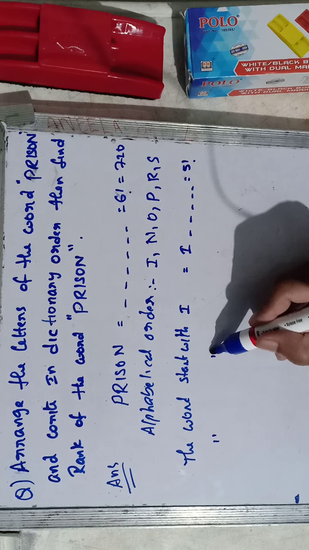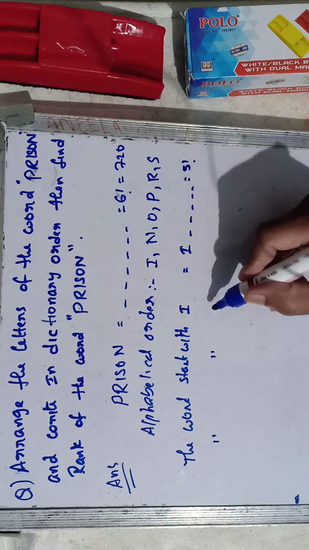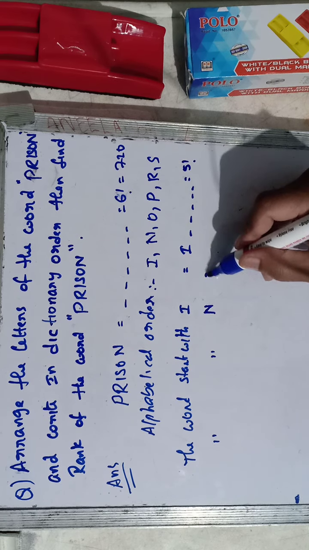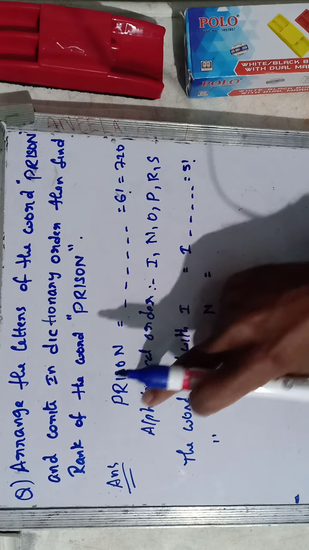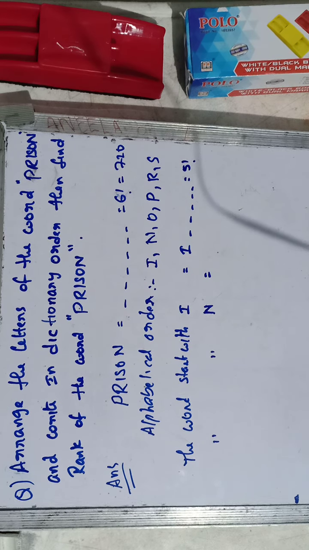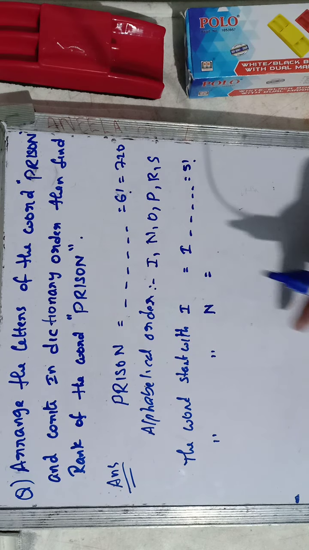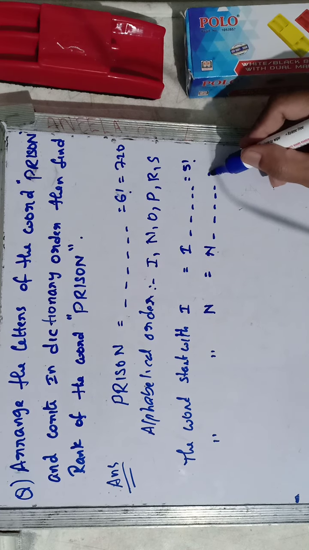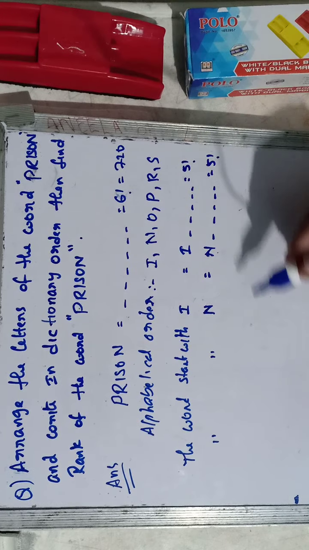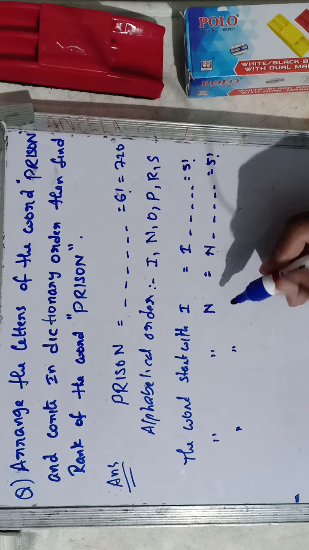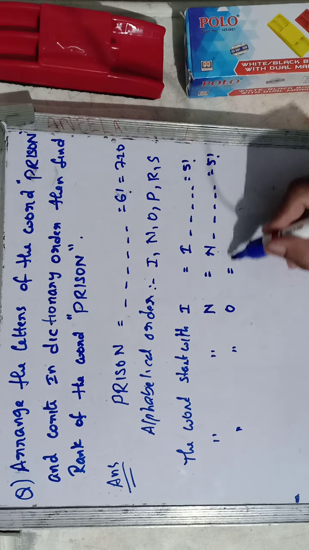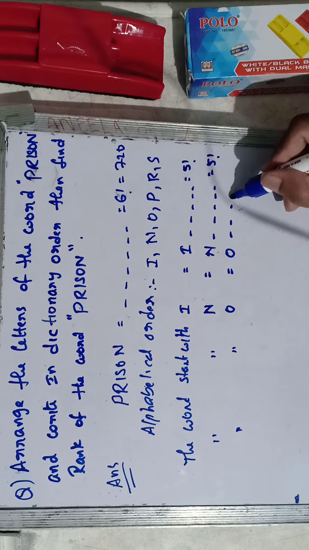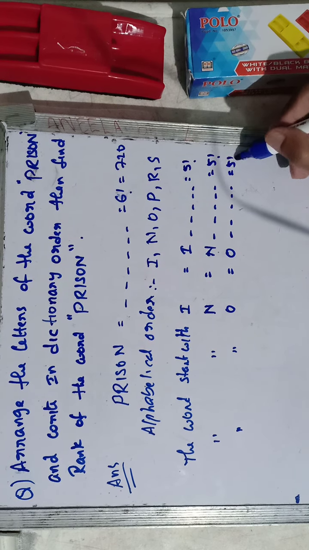Next, the words starting with N. We have to change the first letter up to the first letter of the given word, up to P. So N: how many ways? 5 factorial ways, the same way. Next, the words starting with O, again 5 factorial ways.